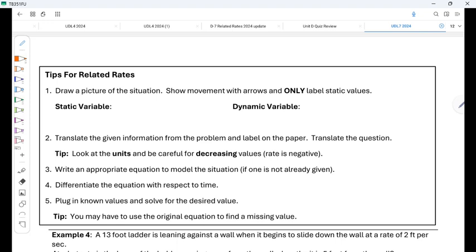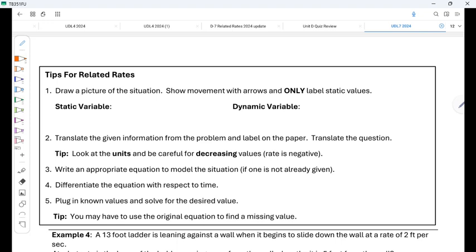So when you're doing a related rates problem, a lot of times it's figuring things out. The first thing we should do, especially if it's a problem we've never seen before, is draw a picture of the situation. We'll show movement with arrows, and we're only going to label static variables.